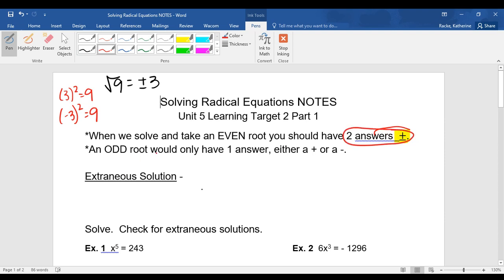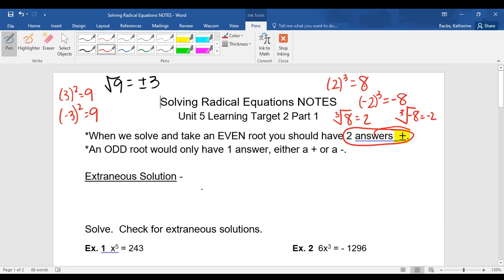An odd root would only have one answer, either a positive or a negative. So 2 cubed gives me 8, okay? Negative 2 cubed will also give me a negative 8. So if I had the cube root of 8, that gives me a positive 2. But if I had the cube root of negative 8, that would give me a negative 2, okay?